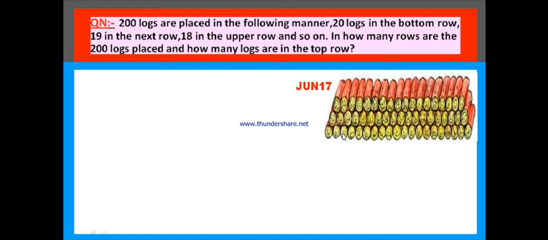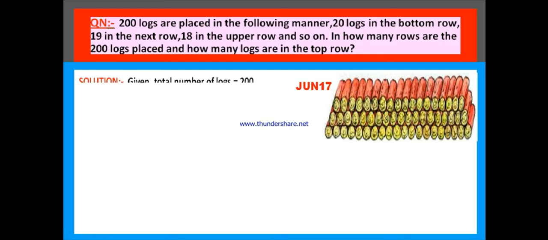Look at the diagram here. There are 20 logs at the bottom row, and above this row there is another row placed, in which there are 19 logs, and above these 19 logs there are 18 logs. Like this we have to keep all these 200 logs. If we keep like this, how many rows are formed to get 200 logs is one question. And the second question is, what is the number of logs at the top row? There are 2 points we have to answer here.